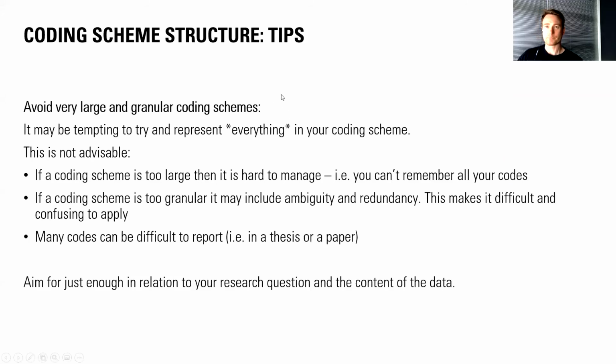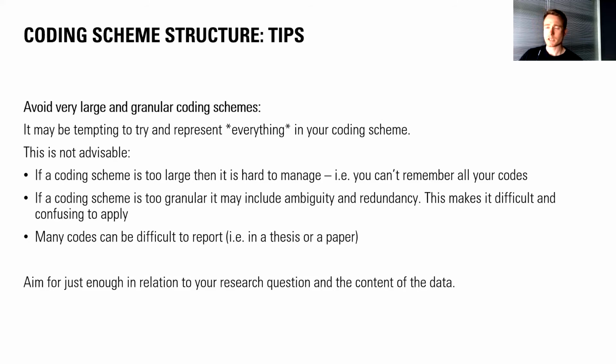Okay, so it's very important that we avoid very large and granular coding schemes. This is a very common mistake coming into developing the first coding scheme. It's very tempting to try to keep as much as you can in there and explain everything, but it's really not advisable. If it's too large, it can be really hard to manage, so we might simply forget what codes we have. This can be particularly true for theoretical coding, where you're trying to apply an abstract theory to specific content in your coding scheme. If you have too many codes, it can just be really hard to understand or remember them.